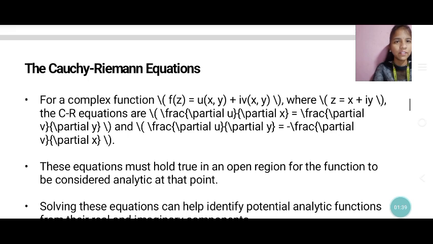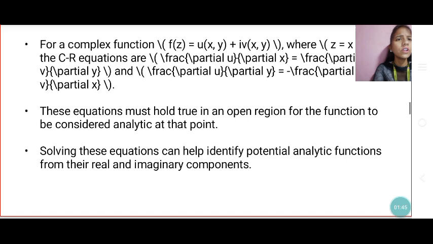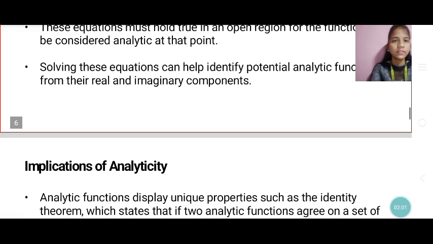These are the Cauchy-Riemann equations. These equations must hold in an open region for the function to be considered analytic at that point. Solving these equations can help identify potential analytic functions from their real and imaginary components.